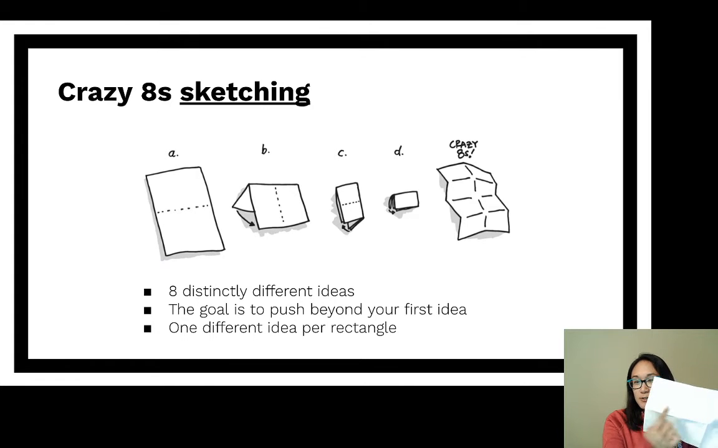So these 8 different squares should be 8 completely different ideas. It shouldn't be a flow of one idea where it's this is screen 1, this is screen 2, this is screen 3. So again, Crazy8s means 8 different ideas and a minute apart each. So the goal here is to work quickly, and that can be scary to some people.